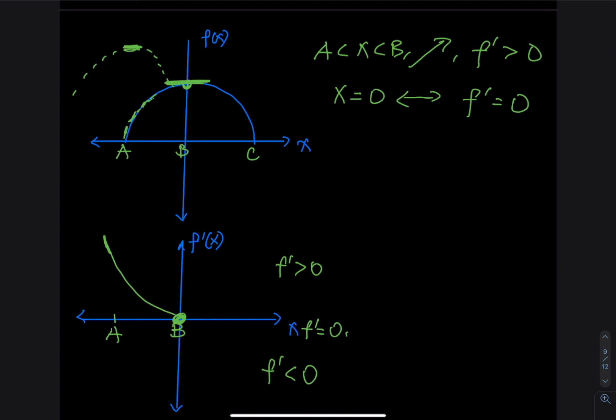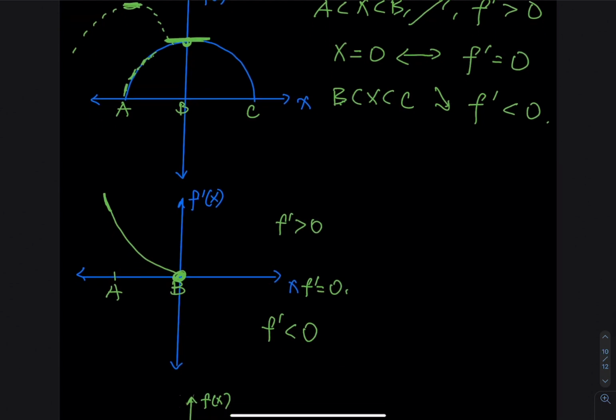And then once you pass B, x between B and C, the slope is going downhill. f prime is less than 0. So the slope is going downhill, then we have something below the x-axis. So we start with decreasing. This is a 0. We start with a little bit of decrease, and then eventually we go down fast. So that would be the f prime of the semicircle.